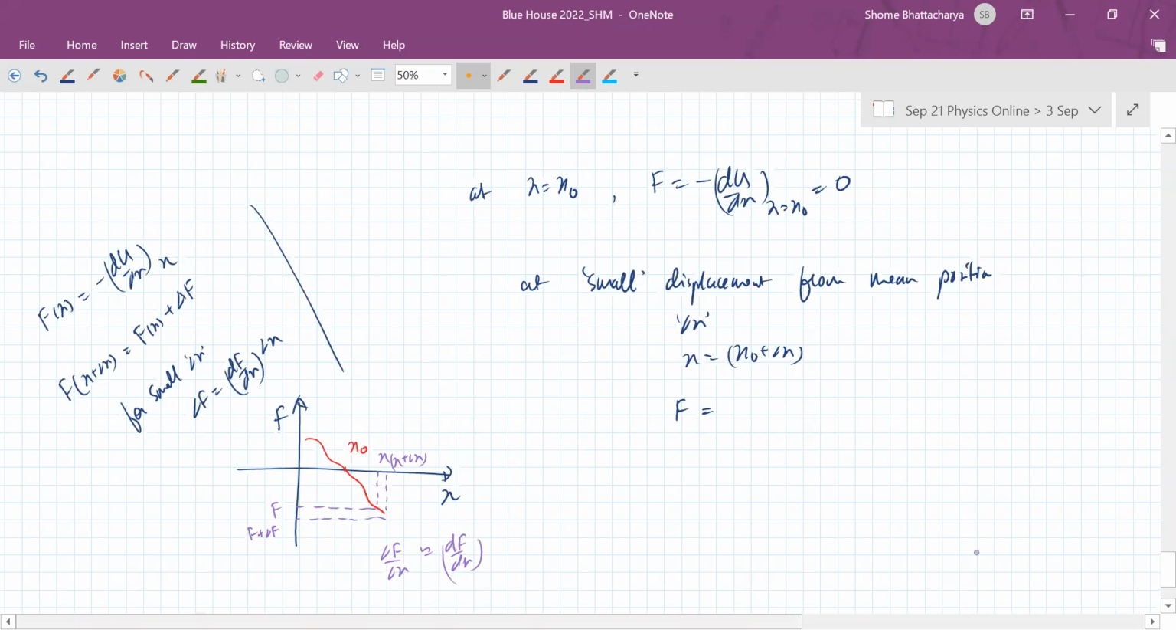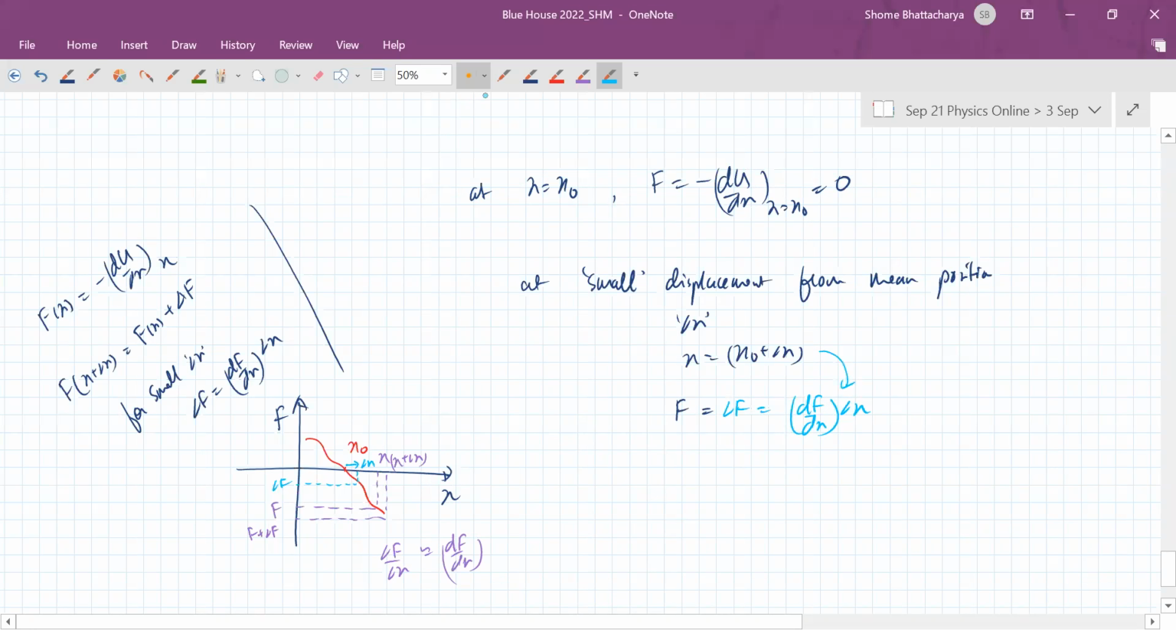Oh, okay, sir. Yes. Okay, so now see, if I'm taking a small displacement from x0, delta x, then what should be the force at that point? This force delta F should be equal to dF by dx into delta x. That will only become the net force because the force at x0 is 0.